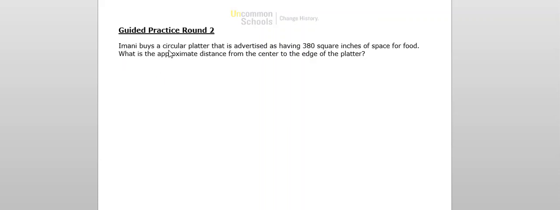Imani buys a circular platter that is advertised as having 380 square inches of space for food. What does that mean? That's my area. I've been given the area. What is the approximate distance from the center to the edge of the platter?